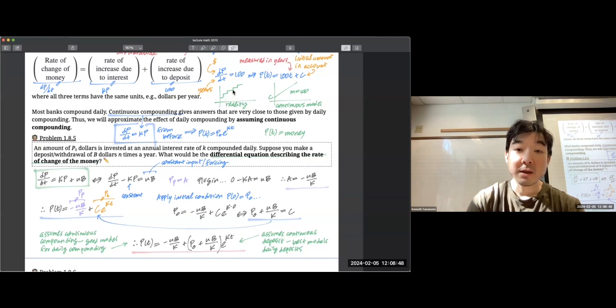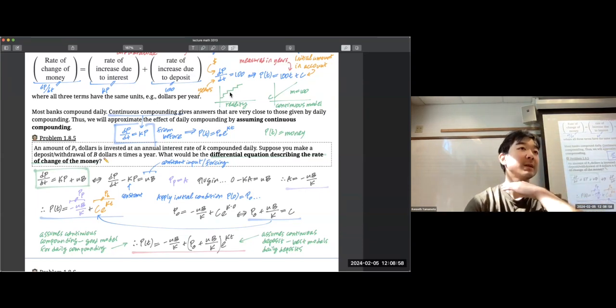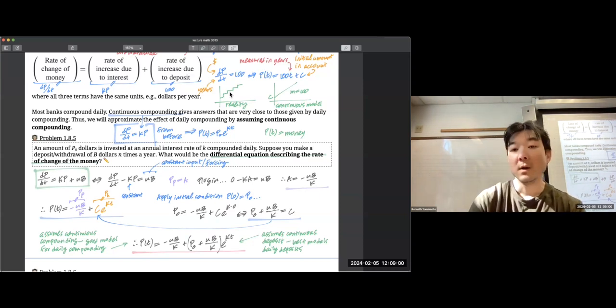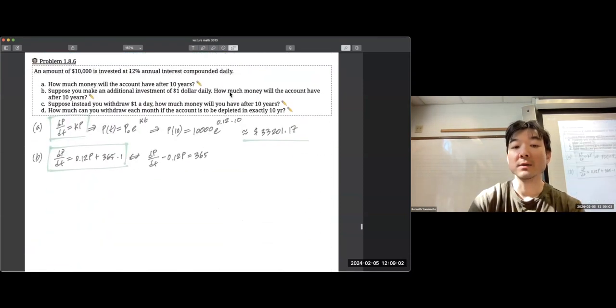In reality, you might be depositing money not continuously, but in these discrete steps. And even though I have these vertical lines, they would be modeled as step functions, and step functions are discontinuous. So we're looking at continuous models.